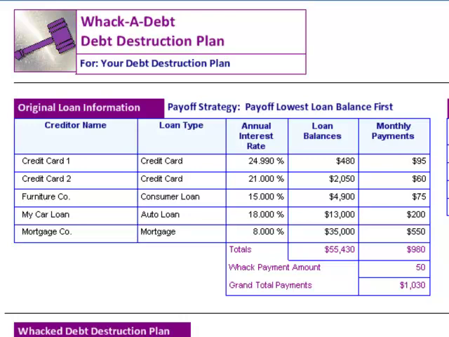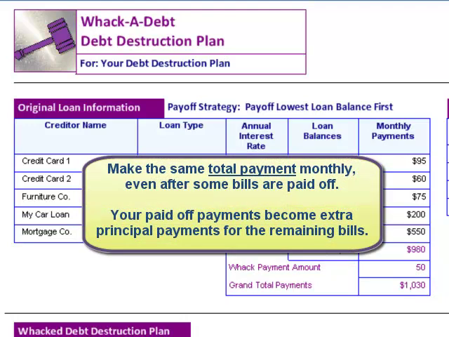Notice that the total monthly payment amount of $1,030 is made up of our regular loan payments that total $980 plus our WAC payment of $50. For our debt destruction strategy to work, we'll need to pay $1,030 each and every month until all our debts are paid in full. Even as some of our bills are paid off, we'll continue to make that $1,030 payment because all of the payments from the paid off loans will become extra principal payments against the remaining loans.